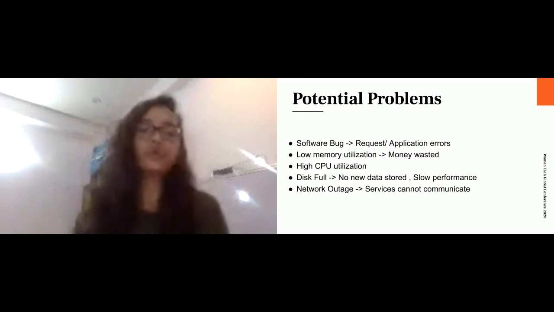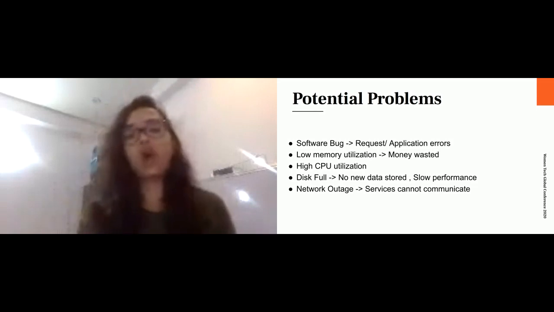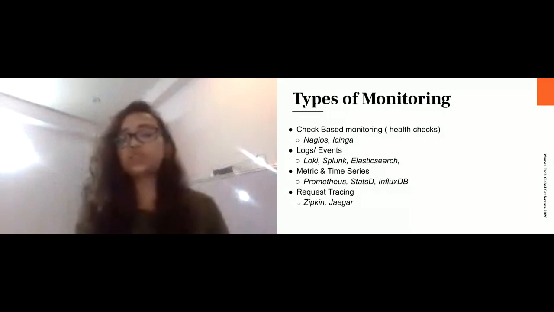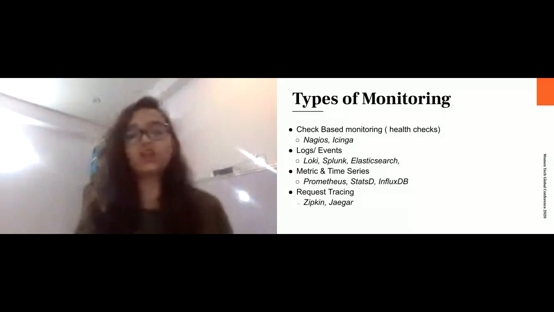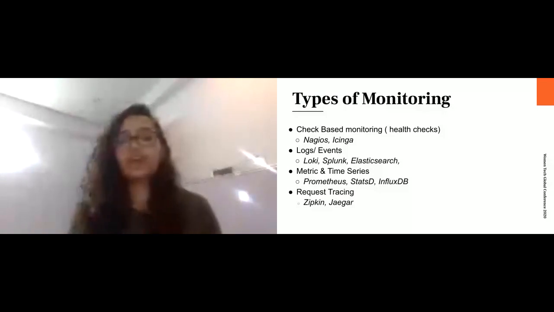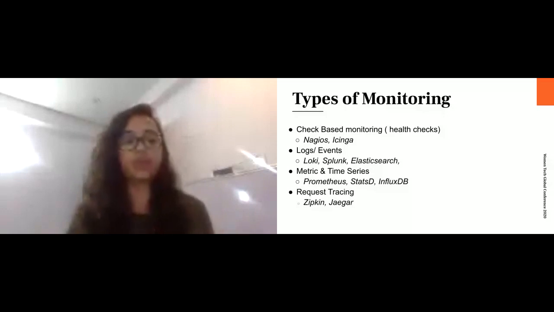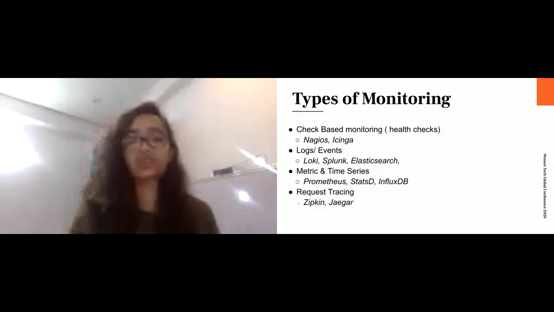We now know what the problems are and how we need to tackle them, but we need to look for the software and the techniques which we can use. So we have check-based monitoring, which is a simple polling concept. You basically run a lot of scripts periodically to check the health, right? For example, you're checking the CPU through polling, through scripts. You're always running scripts to check whether your application is working, whether you're getting the correct status code.